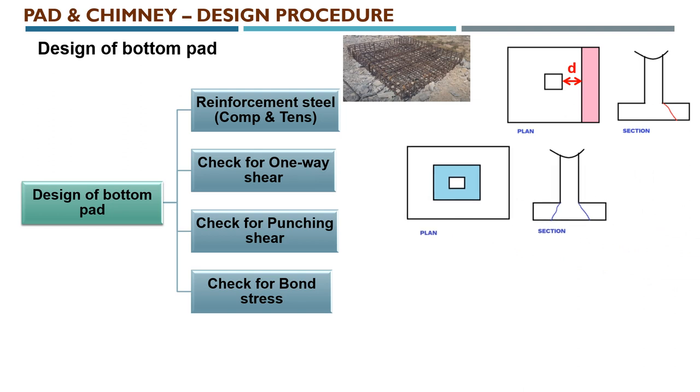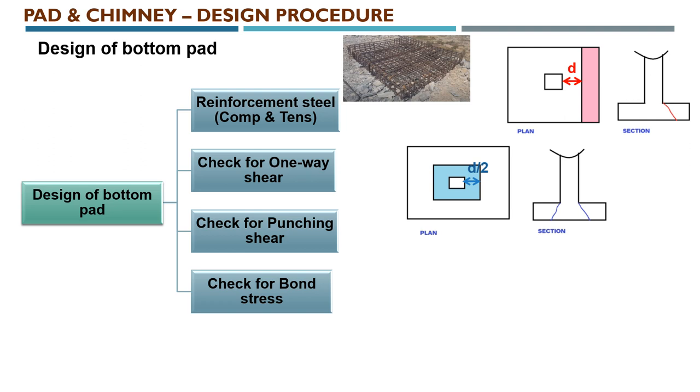And the third one is the punching shear or two-way shear. This will occur along the circumferential area of the column with the span of d by 2. d is the effective depth of bottom pad. You can see the blue color line here below the column location, which is a dispersion of upward reaction which causes the shear at the circumferential part of the column. So we need to check this under shear criteria for two-way or punching shear.